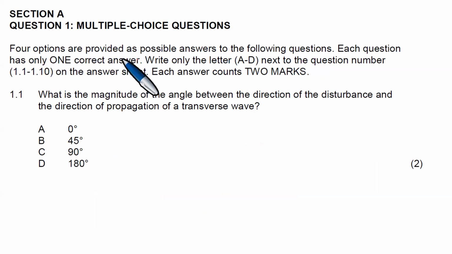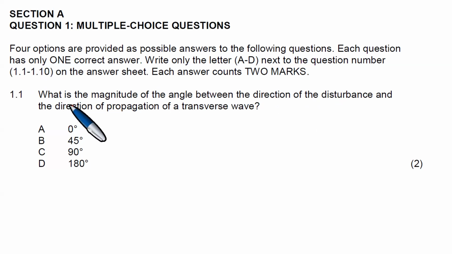Four options are provided as possible answers to the following questions. Each question has only one correct answer. Write only the letter A to D next to the question number 1.1 to 1.10 on the answer sheet. Each answer counts 2 marks. You can see it's 2 marks there.